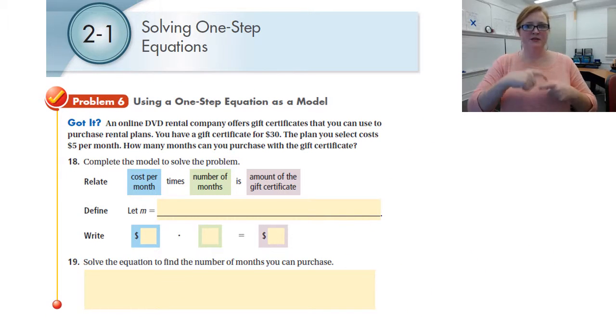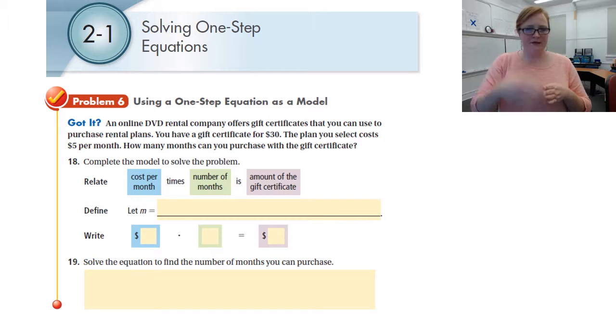Problem number 6. Pause the video now and answer question numbers 18 and 19. Using a one-step equation as a model. An online DVD rental company offers gift certificates that you can use to purchase rental plans. You have a gift certificate for $30. The plan you select costs $5 per month. How many months can you purchase with the gift certificate?